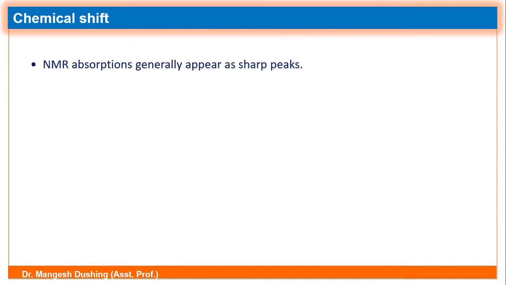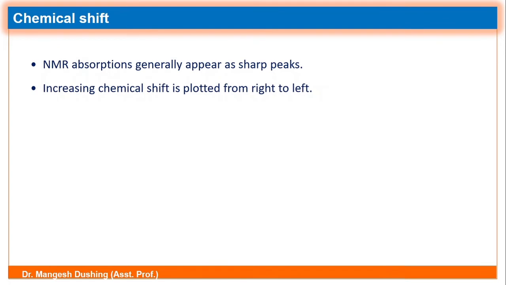NMR absorption generally appears as sharp peaks. So we will get sharp signals as compared to UV or visible spectroscopy. Just now, in the last lectures, we have seen a UV spectrum. It gives broad peaks. Broadening of the peaks is larger. But NMR absorption generally gives sharp peaks, so that will be easier for understanding.